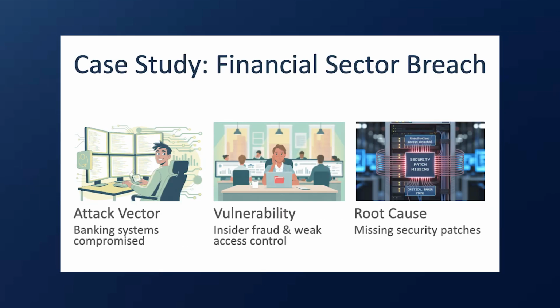Case study, financial sector breach. So it basically is the attack vector. Banking systems get compromised. So many cases are there in which banking systems get compromised. Vulnerability, insider fraud and weak access control. We have seen so many cases in which insider fraud and weak access control happen. Root cause, missing security patches. So many security patches are missing. It is the root cause for the financial sector breaches.